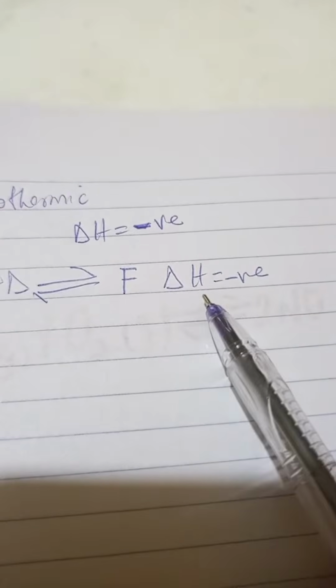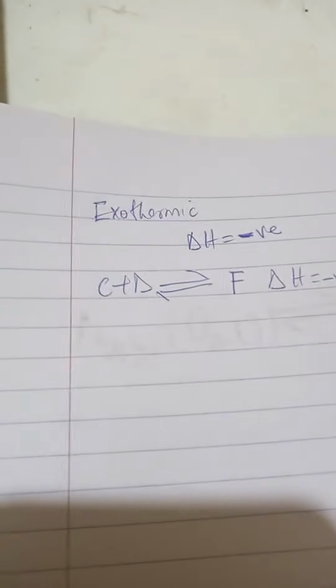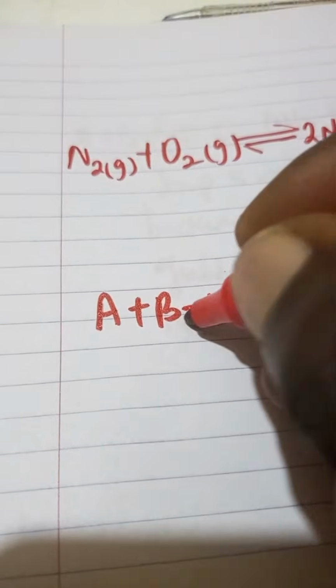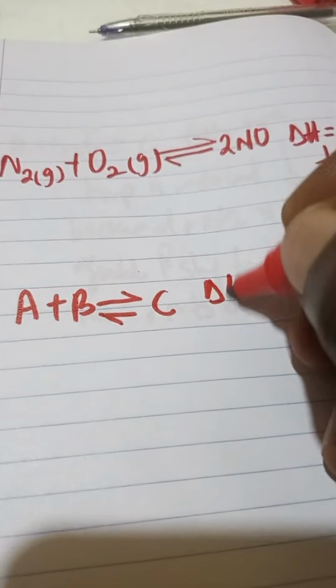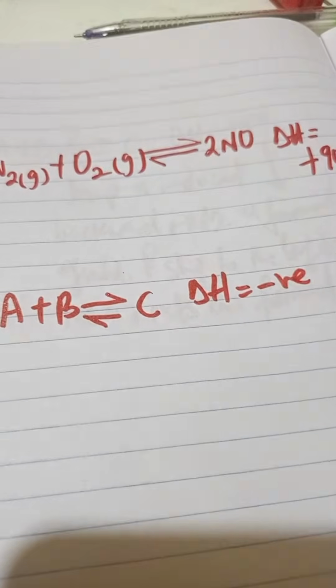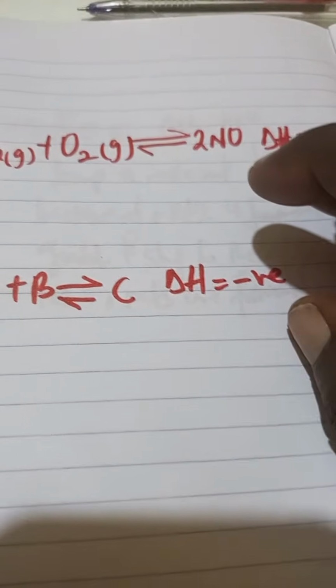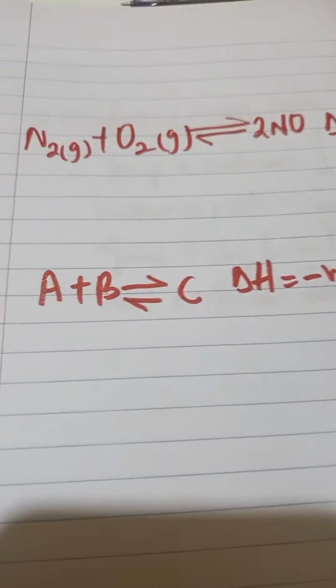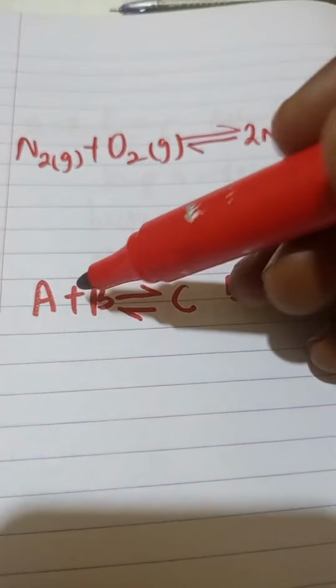But please, before I proceed, hold on, I want to show you something. Pay attention. Some students might not understand it, but let me just show you. Look at this reaction here: A plus B produce C, and delta H is negative. Please pay attention, this will change your understanding. Look at this first to understand it better. A plus B produce C, delta H is negative.